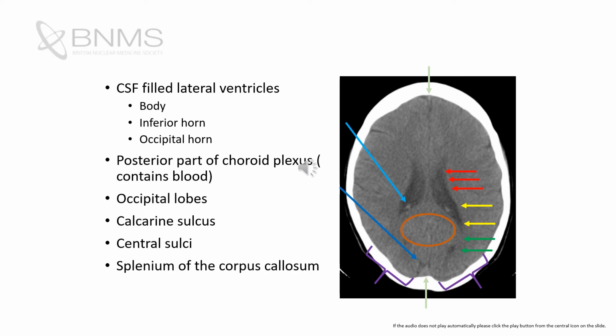This is the second part of a review of the CT anatomy of the brain for PETCT and SPECTCT reporting. Here we begin with an axial unenhanced scan through the level of the body of the lateral ventricles. Please review part 1.